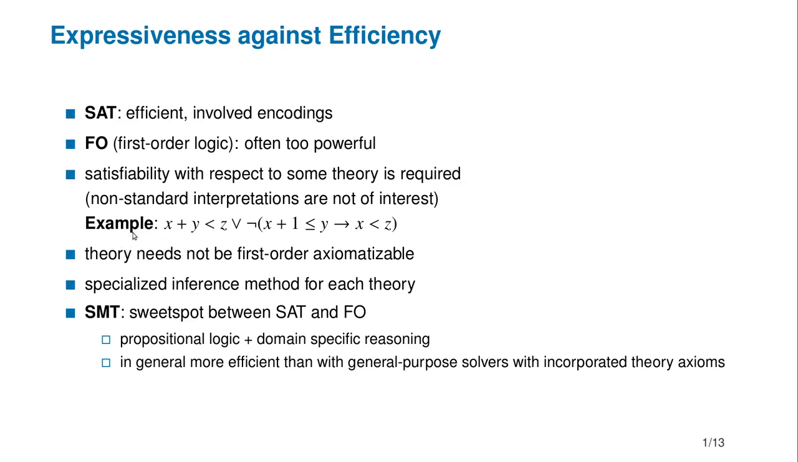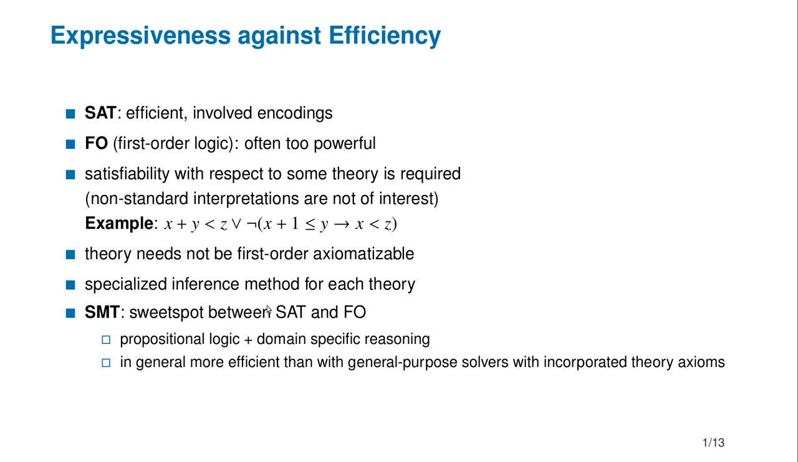And we know not everything is expressible in first order logic, and it's fine if we have something external. So it's good if we have specialized inference methods for each theory. So we have dedicated solvers that are specialized on a certain theory, and that are extremely efficient on solving a certain kind of problem. And SMT is exactly the sweet spot between SAT and first order logic. So here we have a good compromise between expressiveness and efficiency. It's basically a propositional logic with domain-specific reasoning. So we include, for example, numbers into our formulas, or arrays, or strings, or whatever we need in order to solve our concrete application problem.